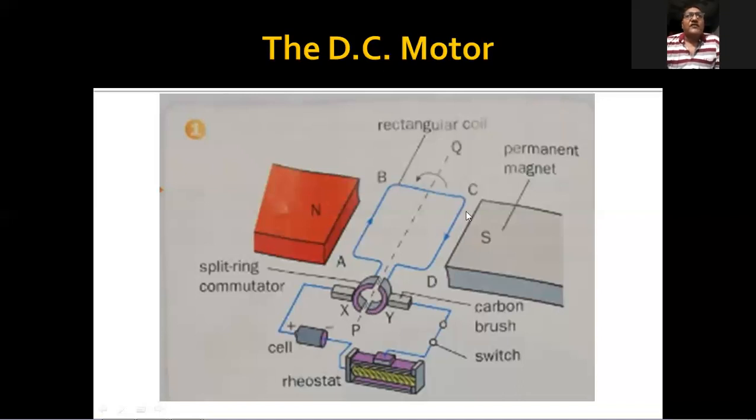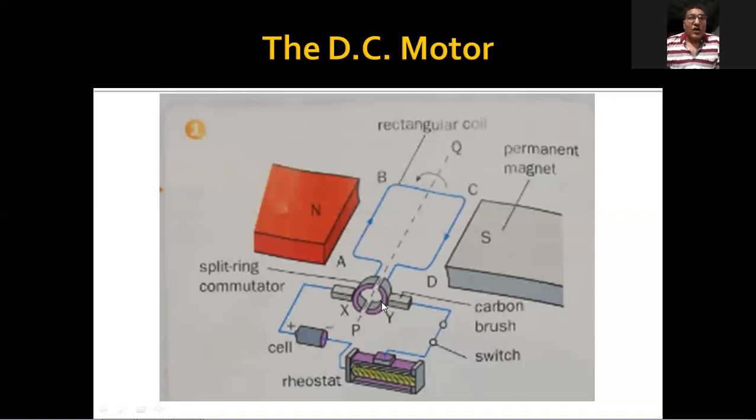For reversing the direction of the force on the CD side, and to reverse the direction of the force acting on the AB, we reverse the direction of the current in the CD and in the AB side. For that purpose, the split ring commutator is used. So when the coil becomes vertical, these gaps come in front of the carbon brushes.